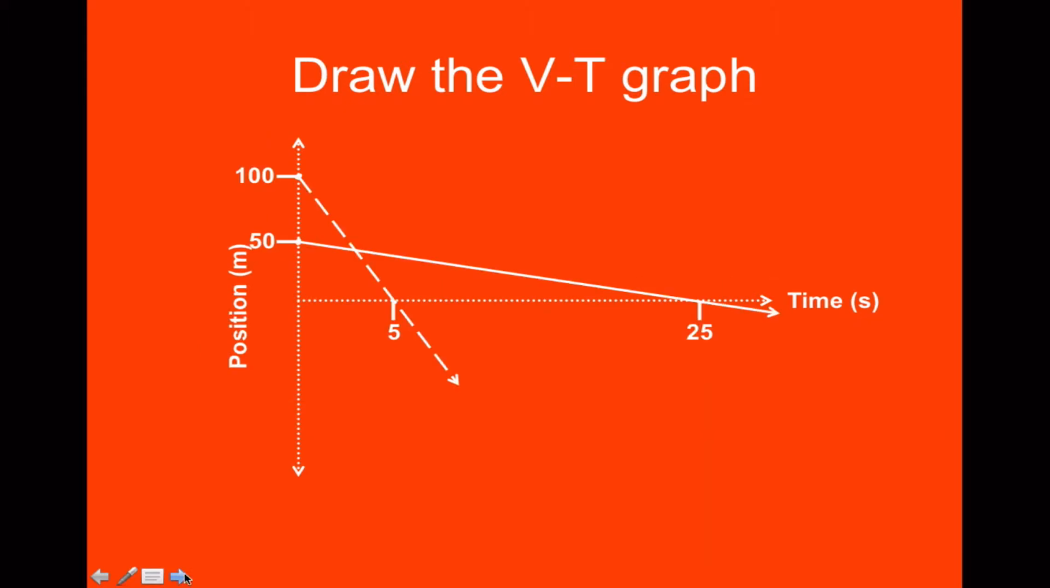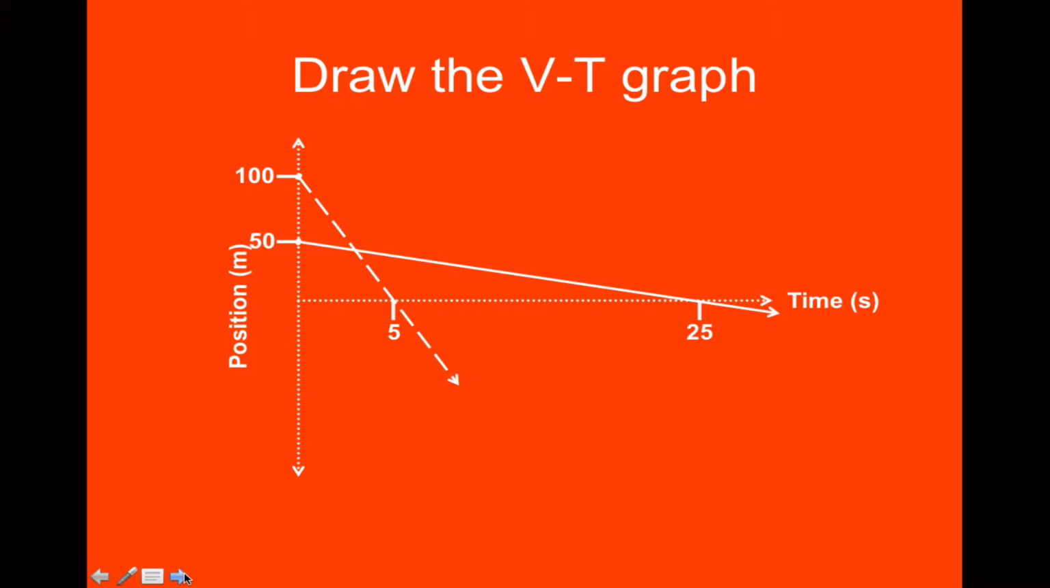Here's another one. Oh my goodness, there's 2 lines. So we have a dashed line and a solid line. That dashed line there goes down 100 units. So it goes -100 in 5 seconds. -100 divided by 5 is -20. So that dashed line has a slope of -20. What does that mean? The slope of a position time graph is velocity. It means it has a velocity of -20.